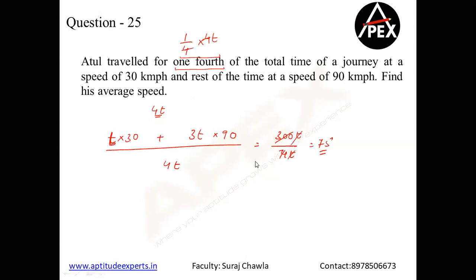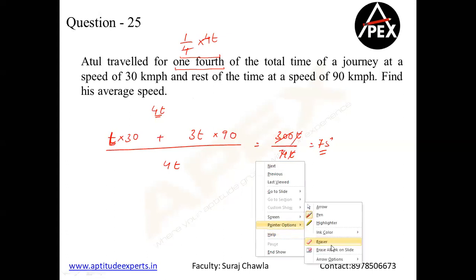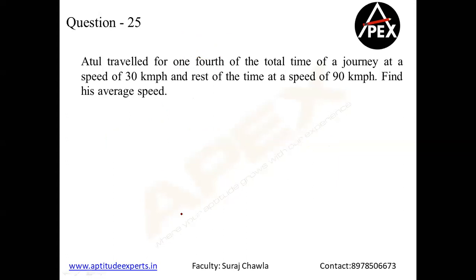Clear? Now please understand, I want to take you through a shortcut here. The shortcut is, let's come back to the average speed formula. My average speed is distance 1 plus distance 2 divided by time 1 plus time 2. Sorry, I said speed earlier, my bad. Yeah, time 1 plus time 2.